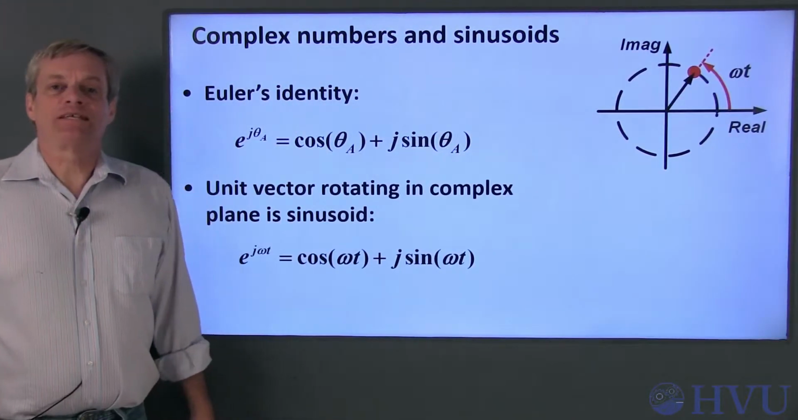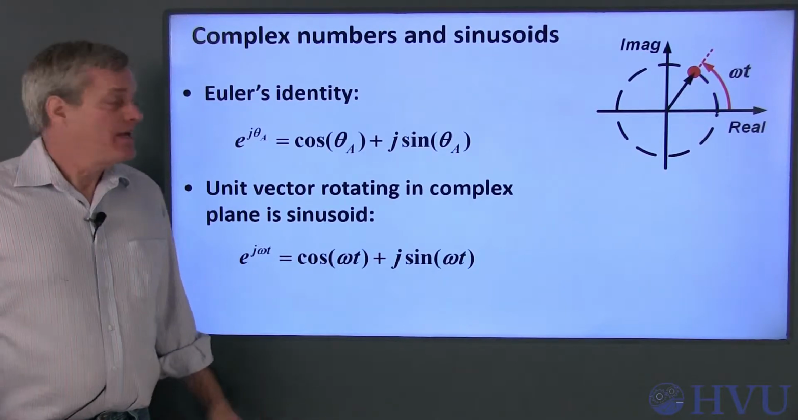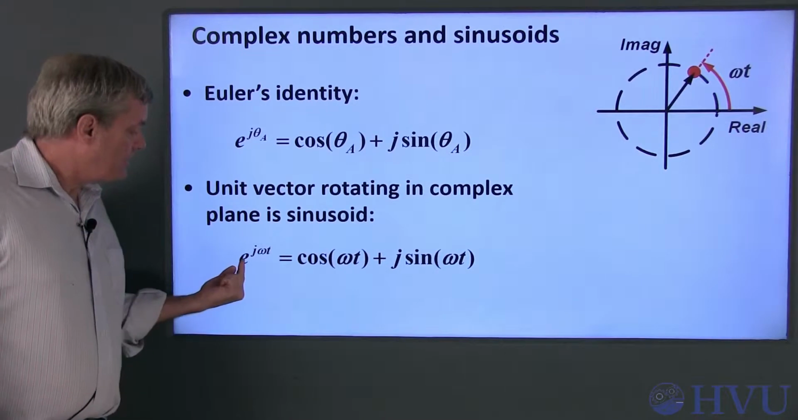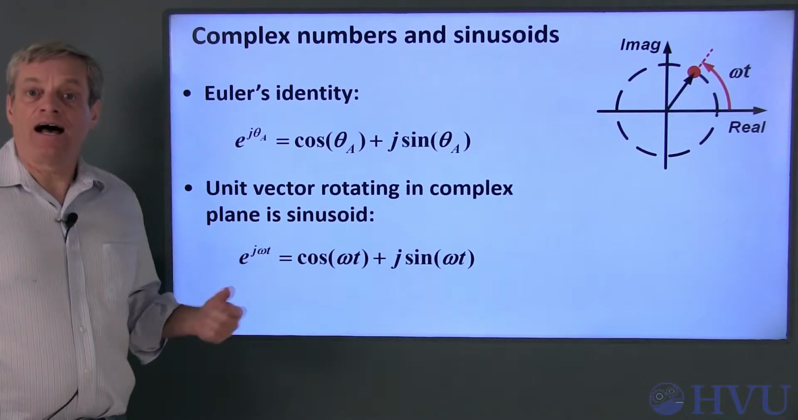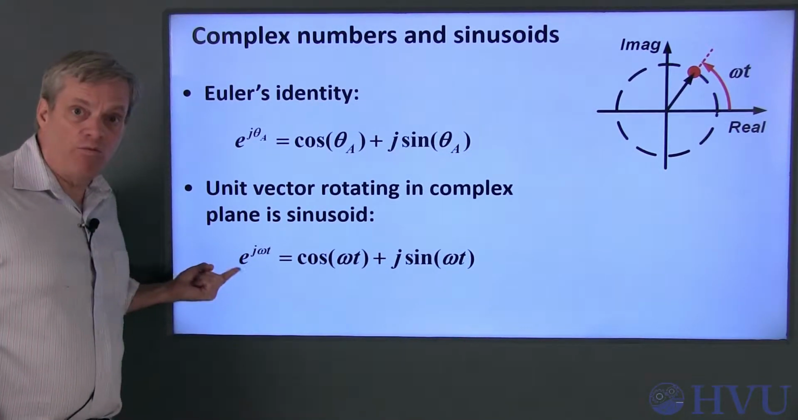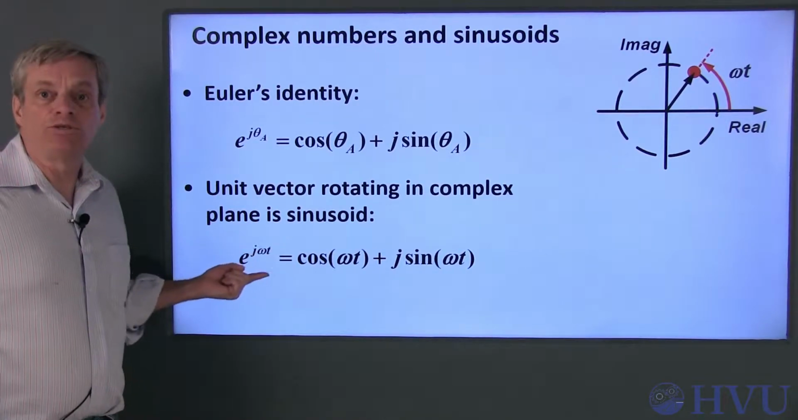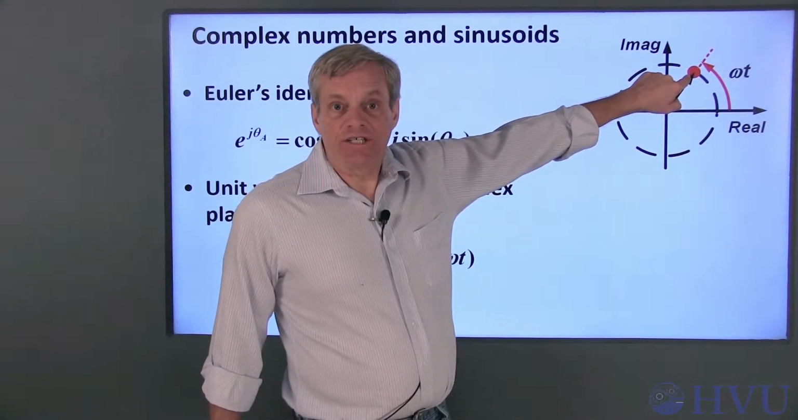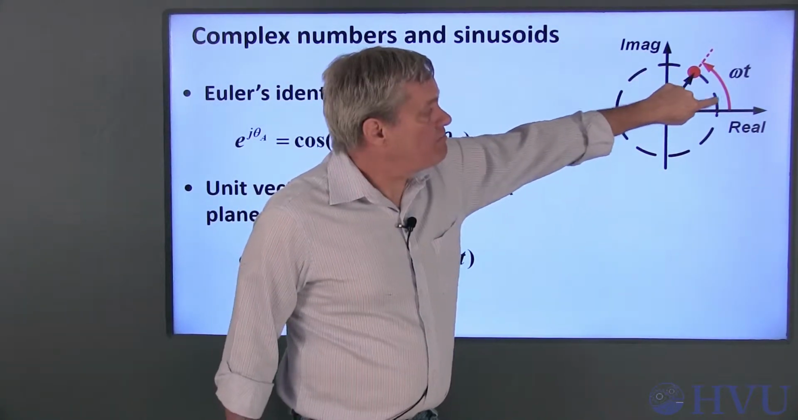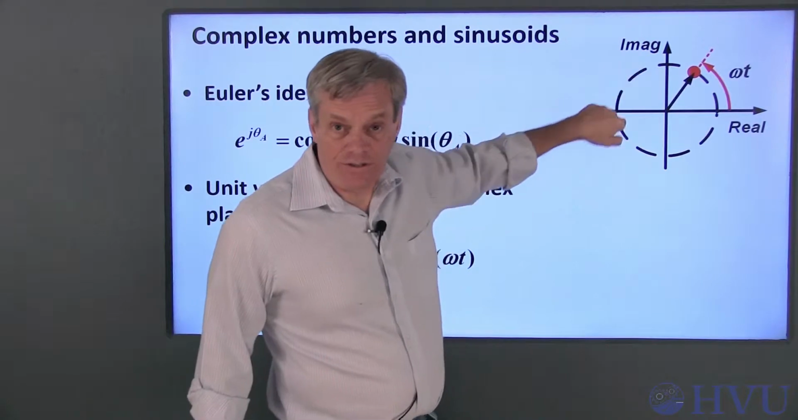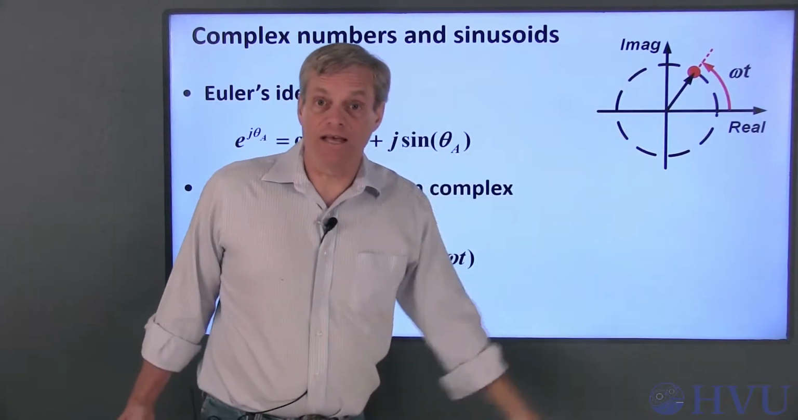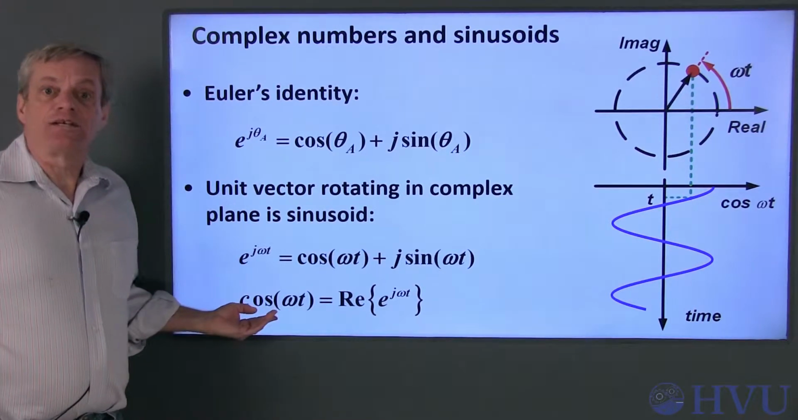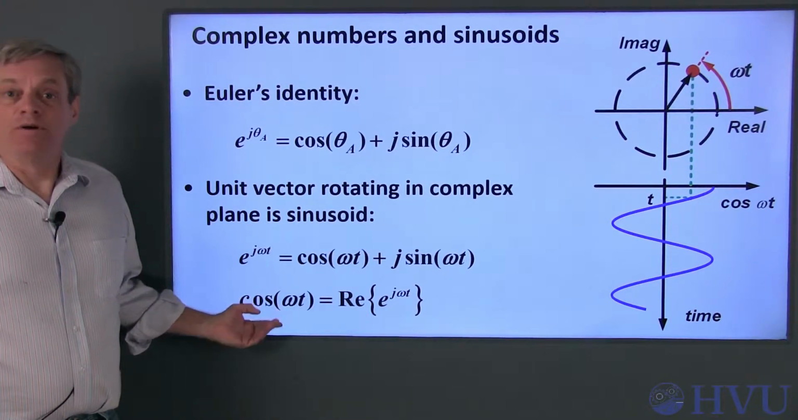This concept can be extended to time-varying signals. If theta changes with time at some frequency omega, e to the j omega t is a complex number with a magnitude of 1 and a phase angle equal to omega times the time. The phase angle now changes as time increases and the point moves around a unit circle centered on the origin of the complex plane. The projection of this number onto the real axis is the cosine of omega times time.